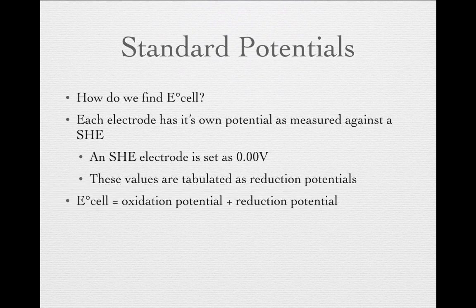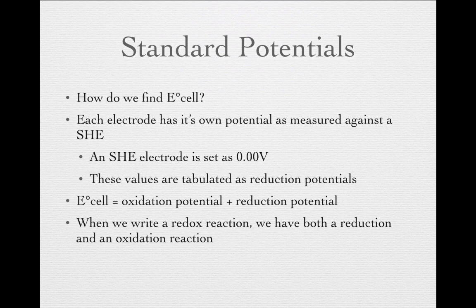So we can calculate our E0 cell from the 2 half reactions, the oxidation half reaction and the reduction half reaction. And we can do oxidation potential plus reduction potential for our 2 half cells and get our E cell. Now when we write a redox reaction, obviously we're going to have both of those 2 reactions occurring, so we'll have both a reduction and an oxidation reaction.